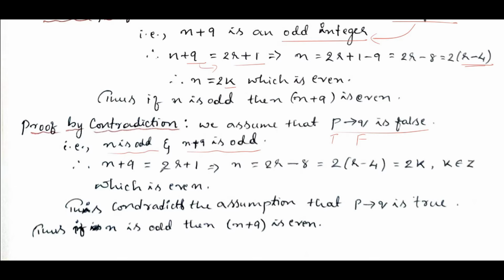Therefore, n plus 9 is equal to 2r plus 1, since n plus 9 is odd, I have expressed that. Simplifying for n, I got n as 2k, which is even. This contradicts our assumption. N should be odd here, but I am getting an even integer. Therefore, it contradicts our assumption that P implies Q is false. Therefore, we can say that the given statement holds: if n is odd, then n plus 9 is an even integer.